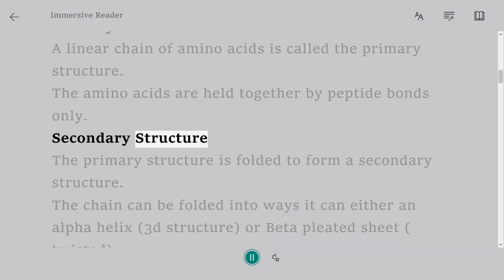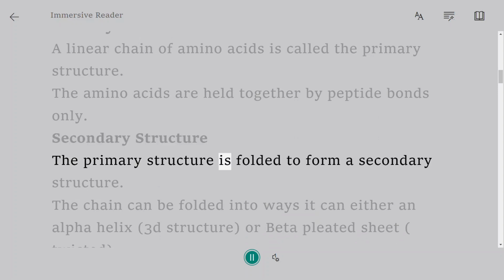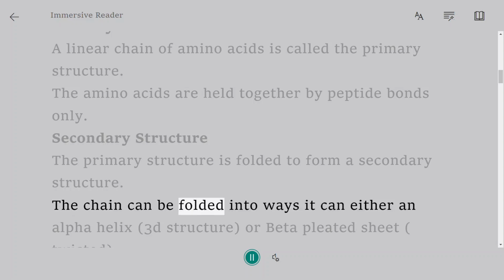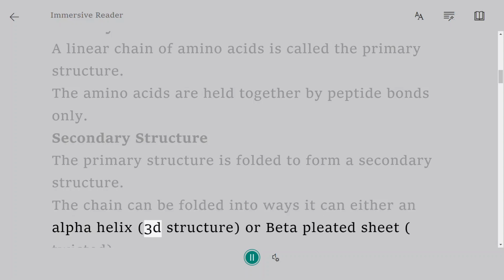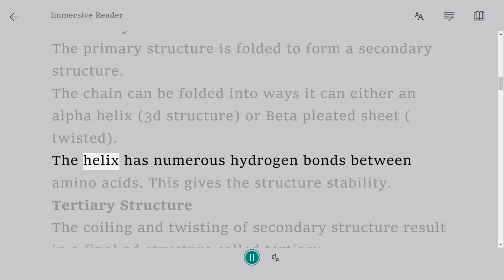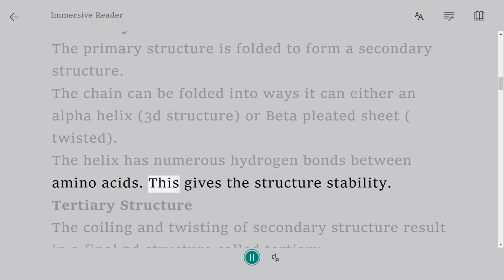Secondary structure. The primary structure is folded to form a secondary structure. The chain can be folded in two ways: it can be either an alpha helix, a twisted 3D structure, or a beta pleated sheet. The helix has numerous hydrogen bonds between amino acids. This gives the structure stability.